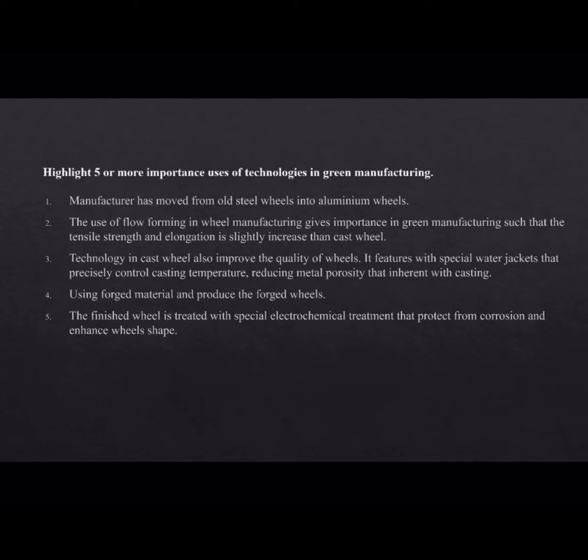Next, the technology in cast wheel also improves the quality of wheels. It features a special water jacket that precisely controls the casting temperature, also reducing the metal porosity that is inherent with casting. Next, manufacturers use forged material and produce the forged wheel. Forged wheel, we know that it is lightweight and rigid. Lastly, the finished wheel is treated with special electrochemical treatment that protects from corrosion and enhances the wheel shape.